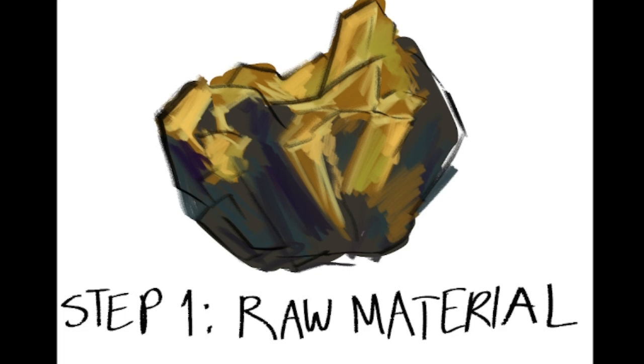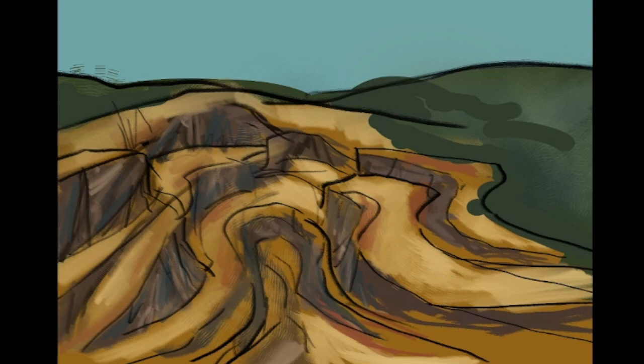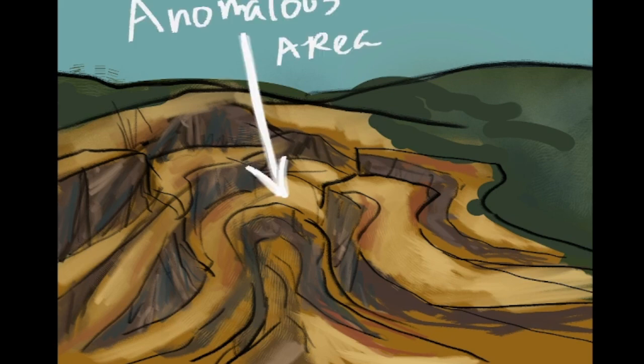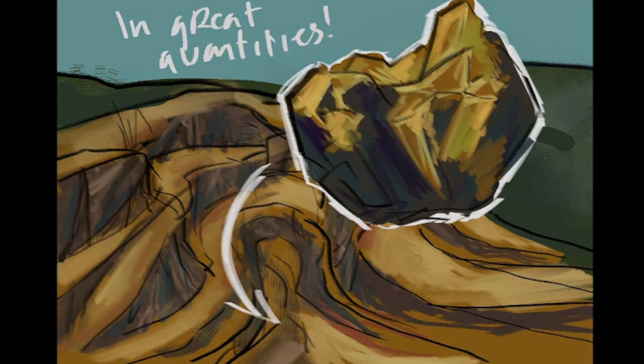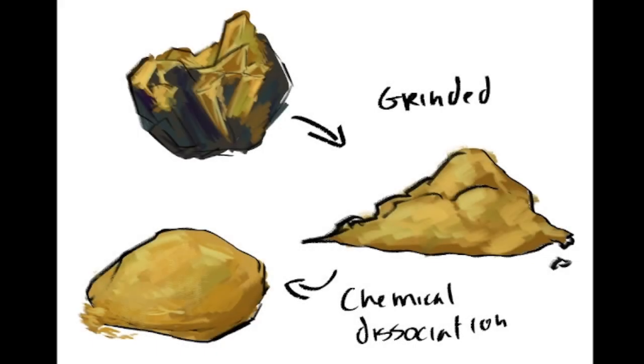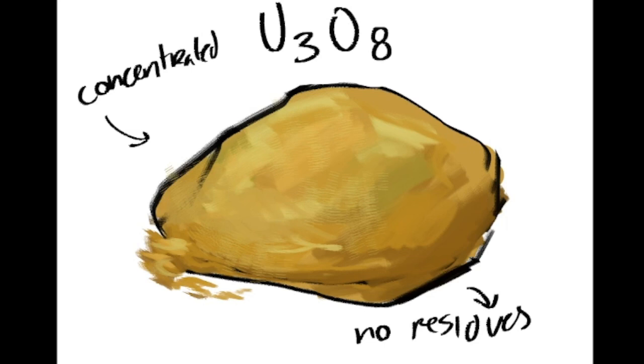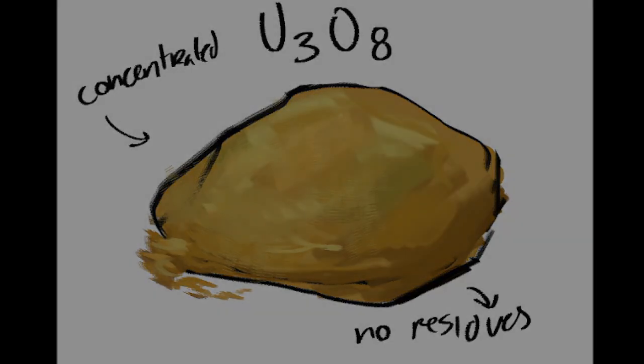Firstly, we'll talk about the raw material, the extraction of uranium ores in mining areas known as anomalies, which get these names specifically for the higher concentrations of uranium. Later on, the ore is ground and goes through chemical dissociation from other materials, becoming a dust of U3O8, known as yellow cake mass.